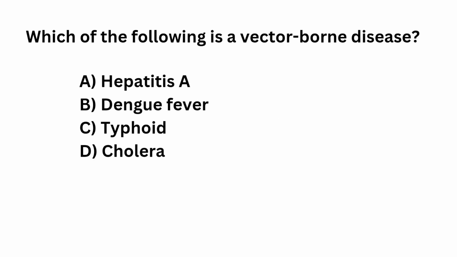Question number 3. Which of the following is the vector-borne disease? Answer is B. Dengue is transmitted by Aedes mosquito.